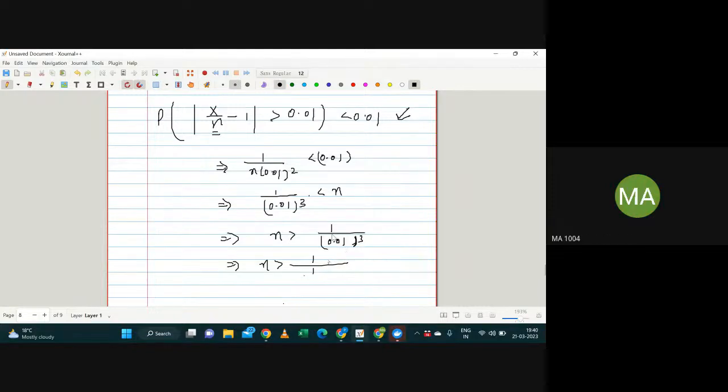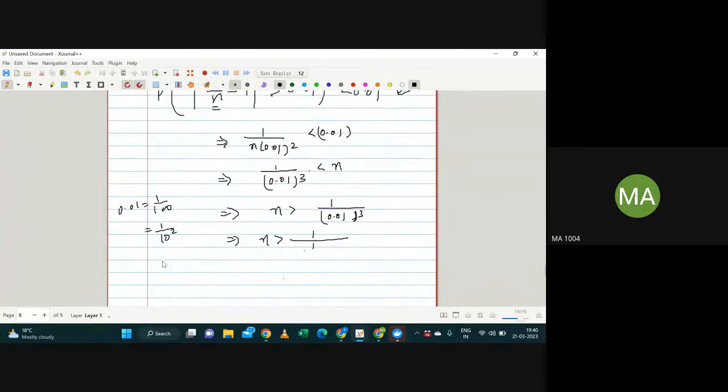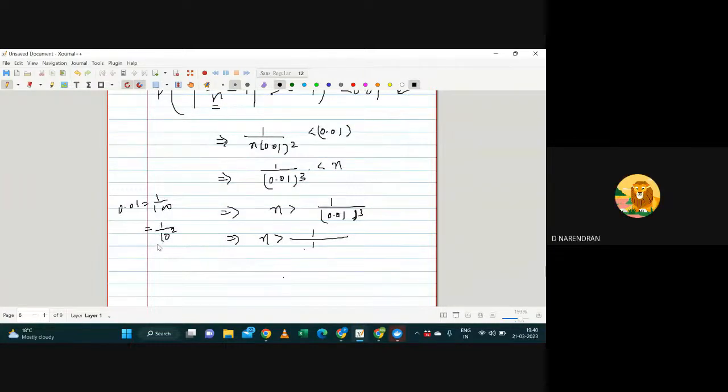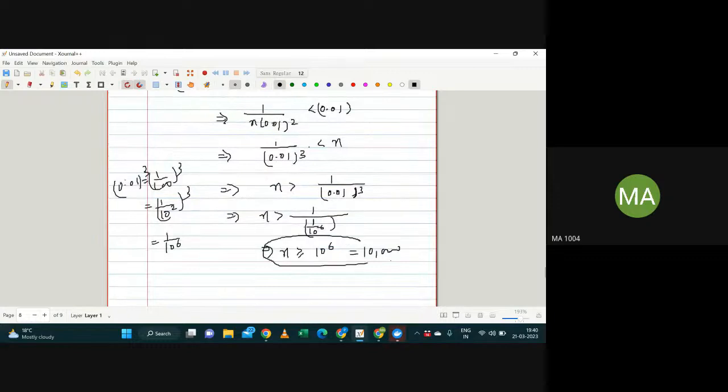So you can convert it as 1 by 100 also, right? If it is 0.01, I can write it as 1 by 100, cubed. 100 is 10 squared, so it is 10 to the power of 6. It's a whole cube, so I will get 1 upon 10 raised to the power 6. So I will get n should be greater than or equal to 10 raised to the power 6. That is 10 lakhs, right? So n should be at least 10 lakh.